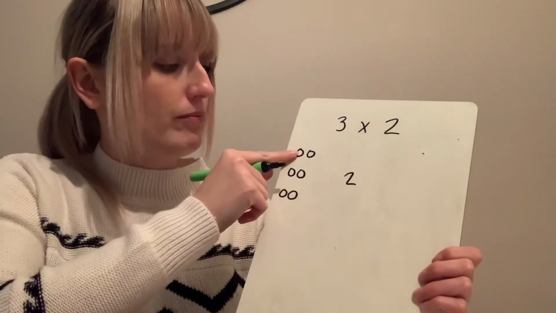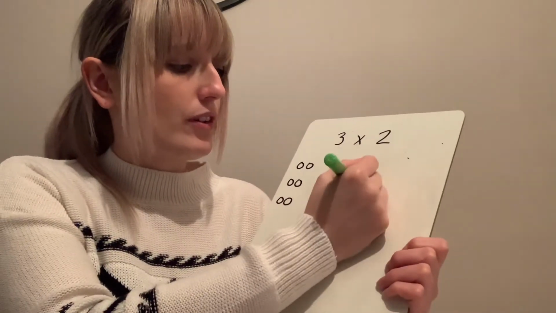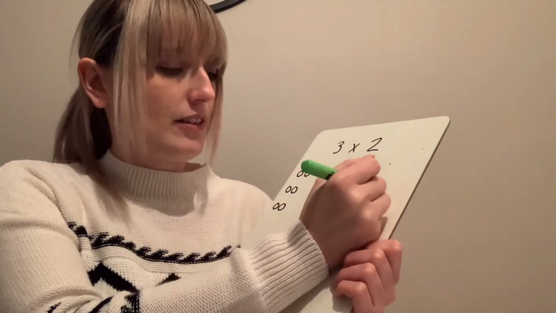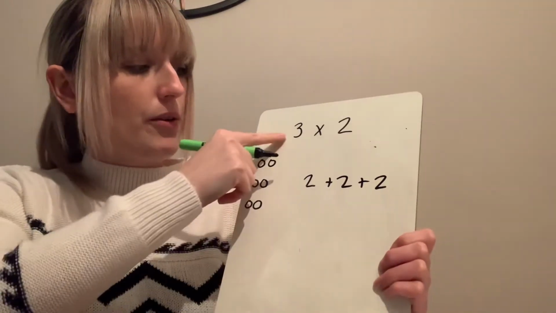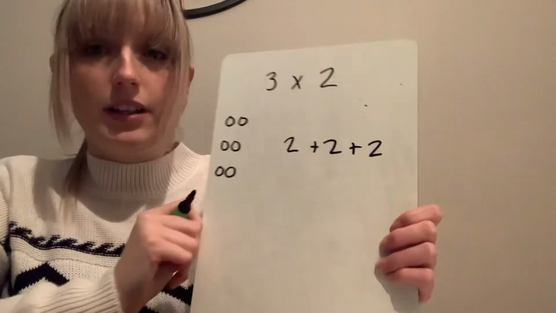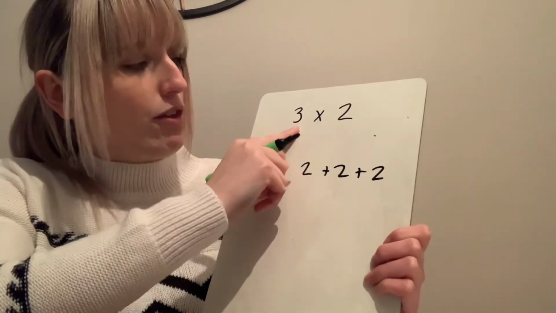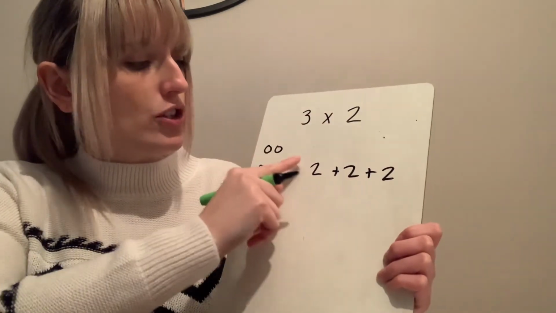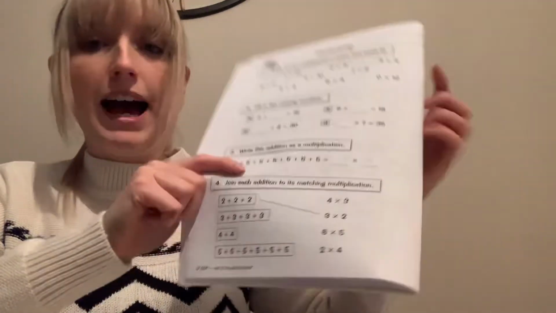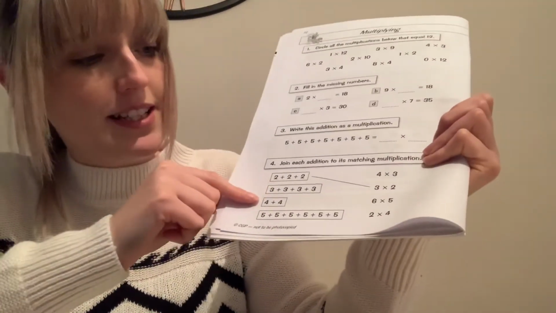That's my first 2. Add 2. That's my next 2. Add 2. So that is exactly the same. They would both equal 6. Okay, so 3 lots of 2 is the same as 2. Add 2. Add 2. So what you need to do is you need to match the addition number sentences with the multiplication ones.